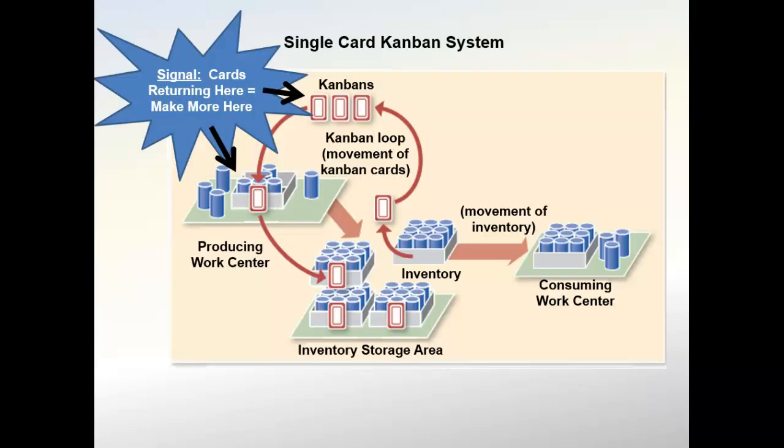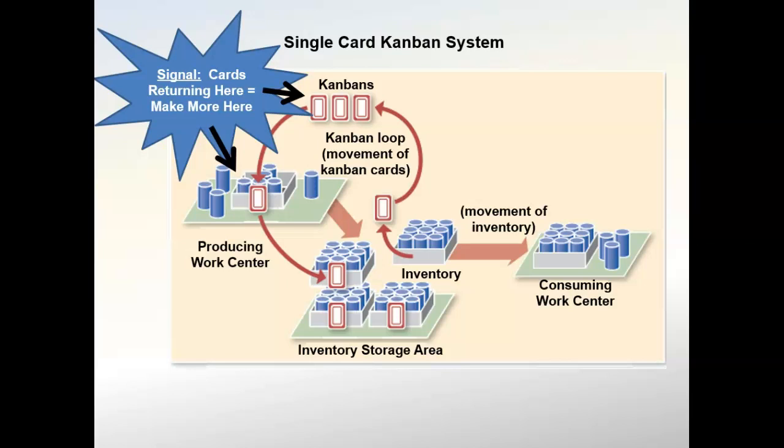So when a Kanban is found by the producing work center to the left of figure 12.4, it is attached to an empty bin, and that bin is filled with the inventory specified by the Kanban. This brightly colored work ticket then remains attached to the bin as it is transferred to some inventory storage area. Now, when the bin is later removed from storage by the consuming work center, its Kanban is detached and immediately returned to the producing work center to signal the need to create another bin of inventory.